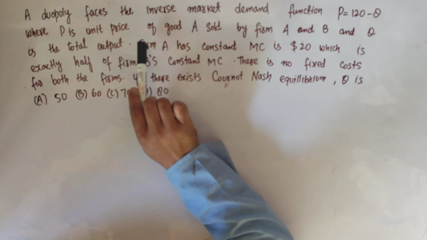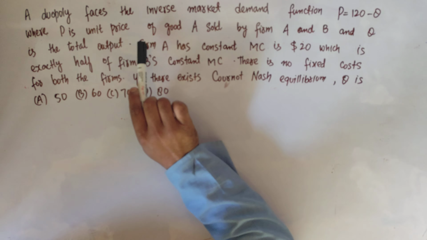Okay, so what we are being given is the inverse demand function, that is P is equal to 120 minus Q. What is Q? Q is the total output of both the firms. Can we write Q is equal to Q1, that is output of firm A, we denoted by 1, plus Q2. I could have written here QA and QB, but for the sake of simplicity, let us say firm A is 1 and firm B is 2.